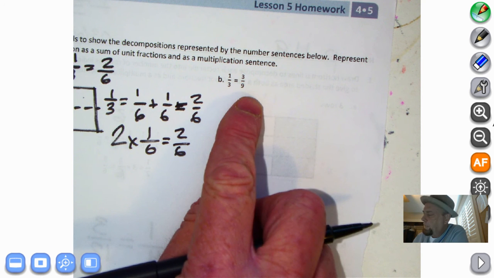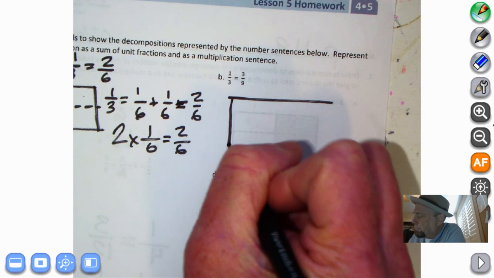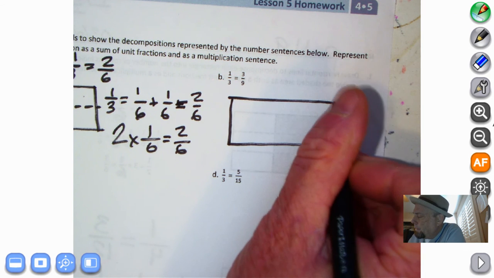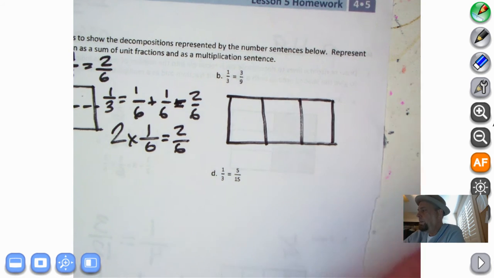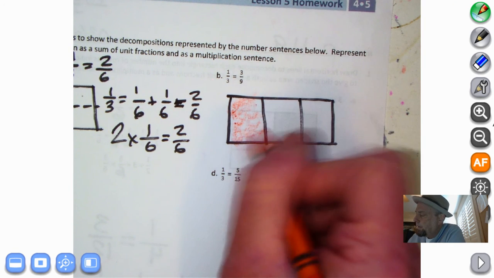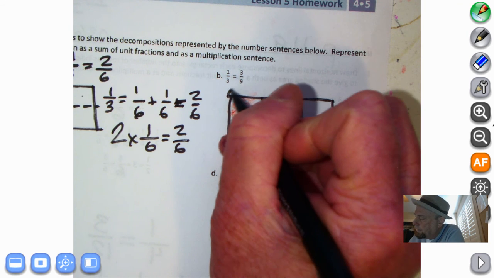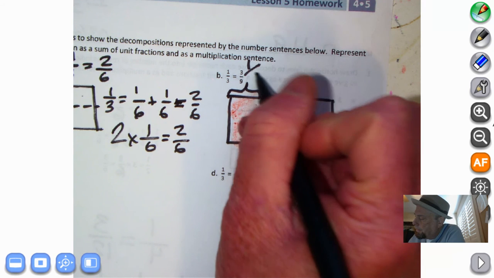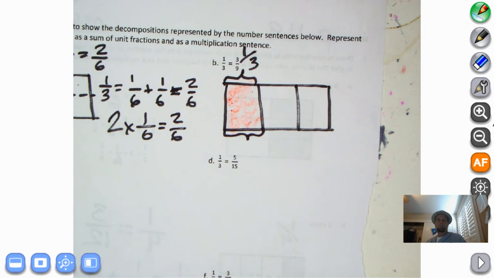It's 1/3 equals 3/9. So let's make 1/3. So if you're going to make this into ninths, think about how many times you're going to have to cut it. Right now it's 1/3. We're trying to get to 3/9, okay? So there's 1/3. Go ahead and give it your best shot. And pause the recording.